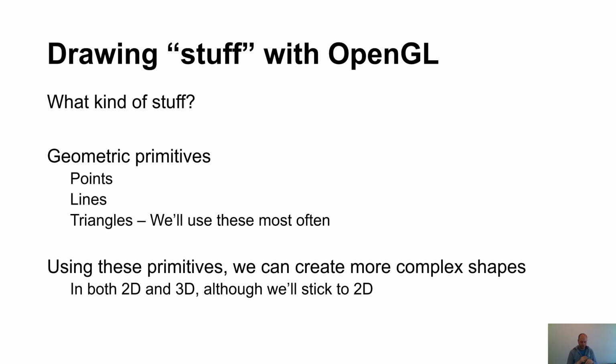And it's a pretty good way to approximate any arbitrary geometry. So using just triangles and just lines, we will be able to recreate pretty much any complex shape to some degree of approximation.